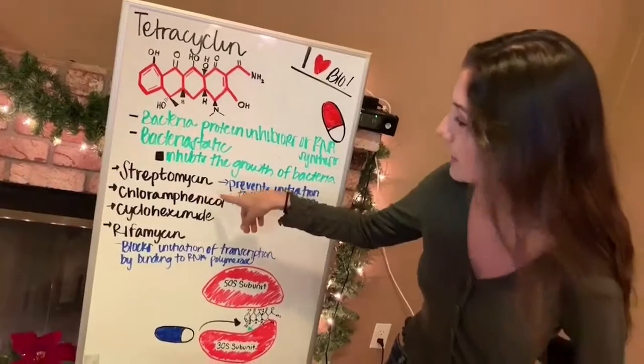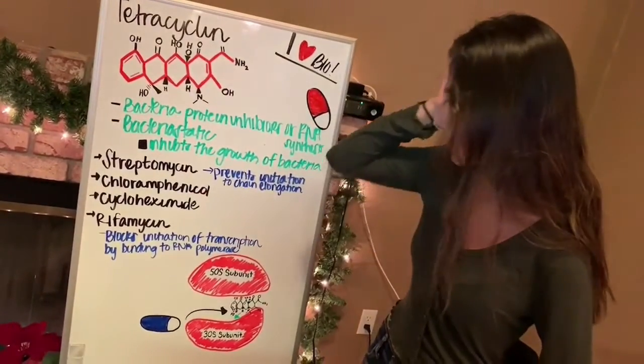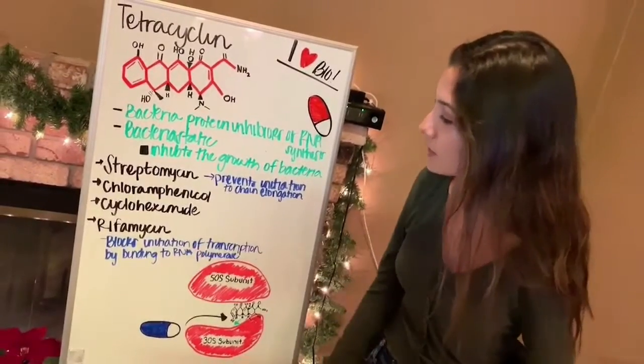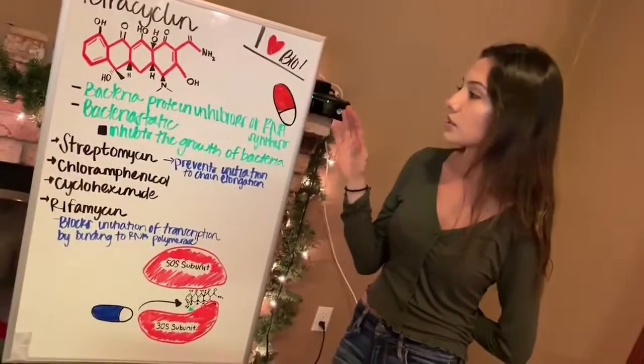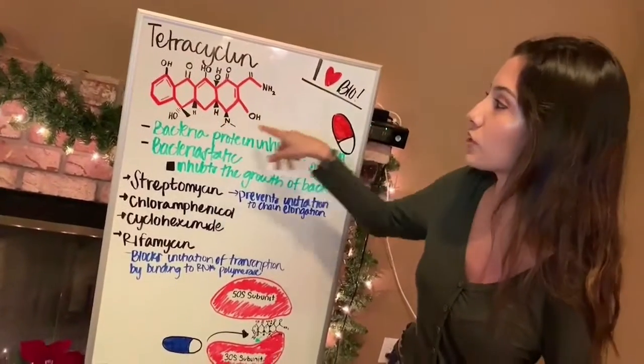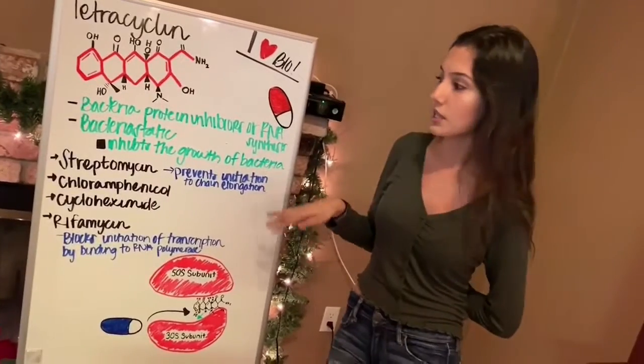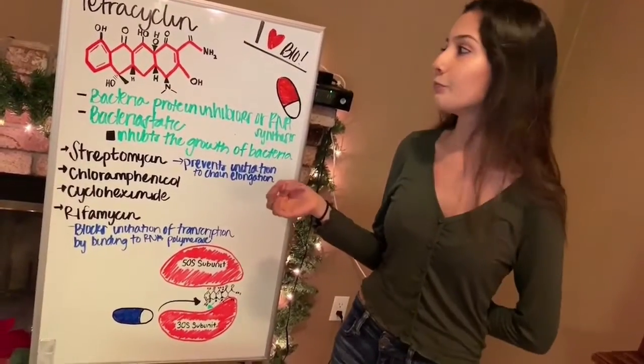Tetracycline, streptomycin, chloramphenicol, cycloheximide, and rifamycin. So these all have different functions, and this is the chemical structure for tetracycline. We're going to focus a little bit more on this just because I wanted to get it really in depth, just to have one example.